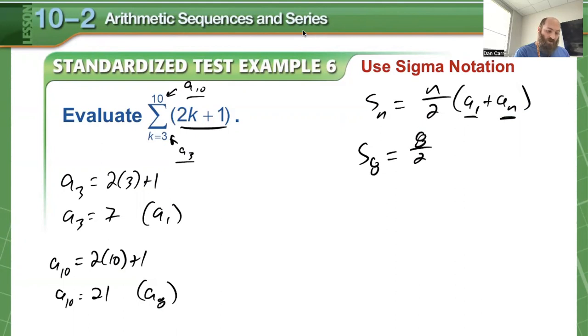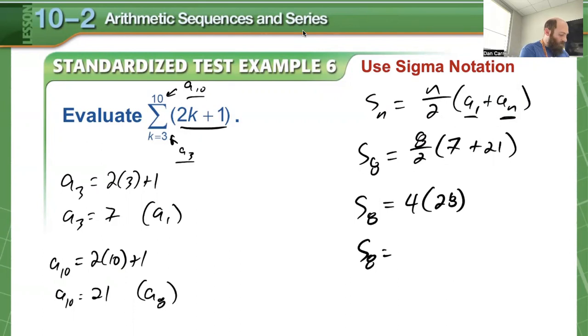So I'm going to have 8 over 2 times my first term, which is 7, plus the 21. Okay, again, this 8 is throwing us off a little bit because it almost looks like we should do 10. But since we're starting at 3, that's only 8 total terms. It's the 3rd, 4th, 5th, 6th, 7th, 8th, 9th, and 10th terms. That's 8 total terms in my sequence. Okay, so that means my sum of those 8 is going to be 4 times 7 plus 21, which is 28.